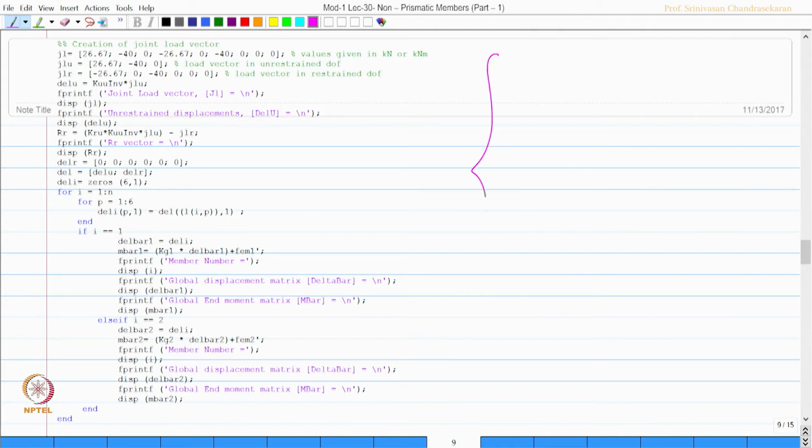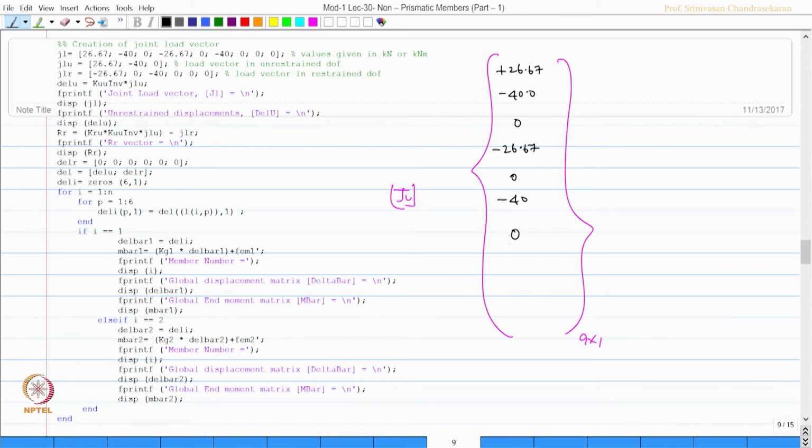So, joint load vector will be again a 9 by 1, is it not? That is the joint load vector, which will be a reversal of this, which will be plus 26.67, okay, minus 40, 0, minus 26.67, 0, minus 40, then remaining zeros. So, this will correspond to label 1, 2, 3, 4, 5, 6, 7, 8 and 9.